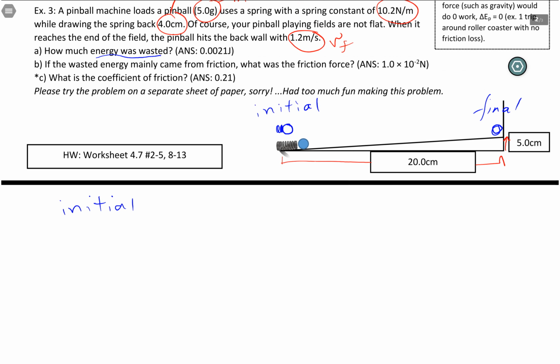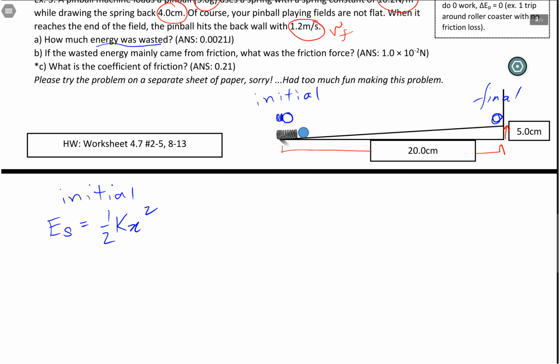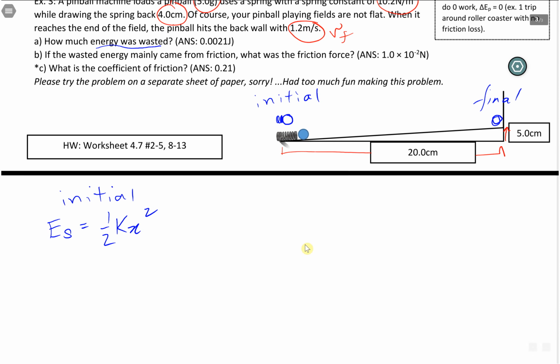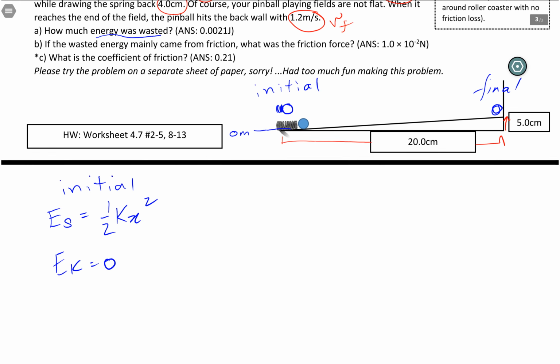Initially, we have elastic potential energy. I'm going to call this ES for E spring. So ES is 1/2 kx squared. So we have initial elastic potential energy. We do not have kinetic because the ball starts from rest, as you maybe have played pinball before. EK is 0. And I'm going to call the reference point for height to be 0 at the bottom. And since height is 0, we have no potential energy as well.